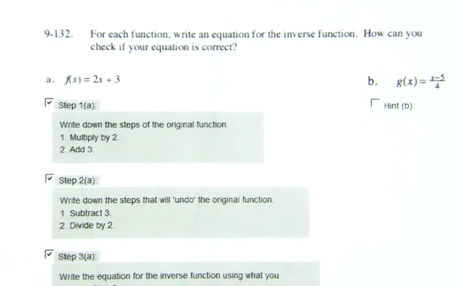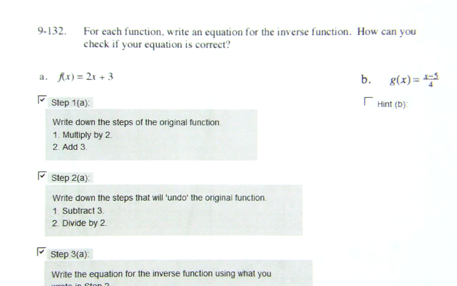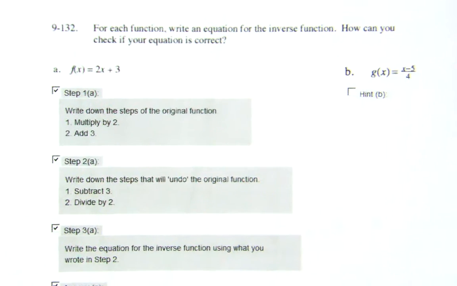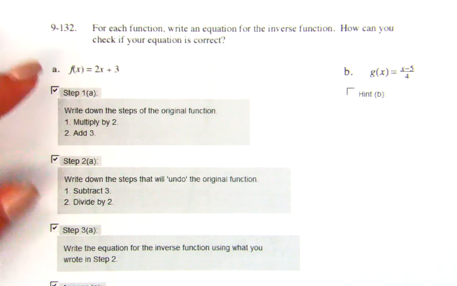For the first one, it says for each function, write an equation for the inverse. How can you check if your equation is correct? So I'm going to do the setup for the first one. The second one you should be able to do on your own. So this is just the hints and the steps from online. It says write down the steps of the original function.